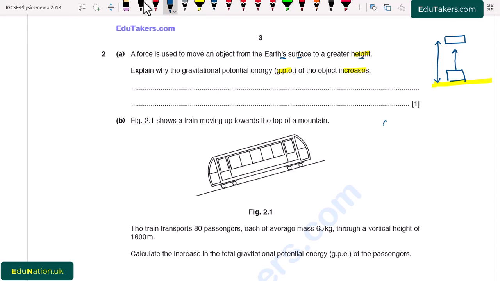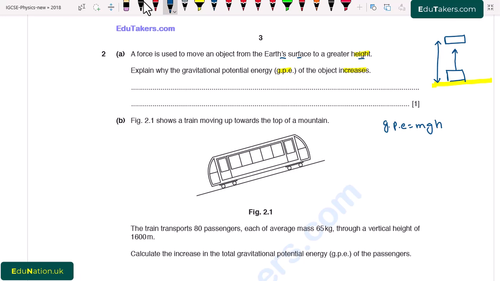I write here, gravitational potential energy is equal to mgh, where m is the mass, g is acceleration due to gravity, and h is height. When we increase the height, the gravitational potential energy also increases. That's why the gravitational potential energy of the object increases when we lift this object to a certain height. And also the gravitational potential energy is the work done by the force.